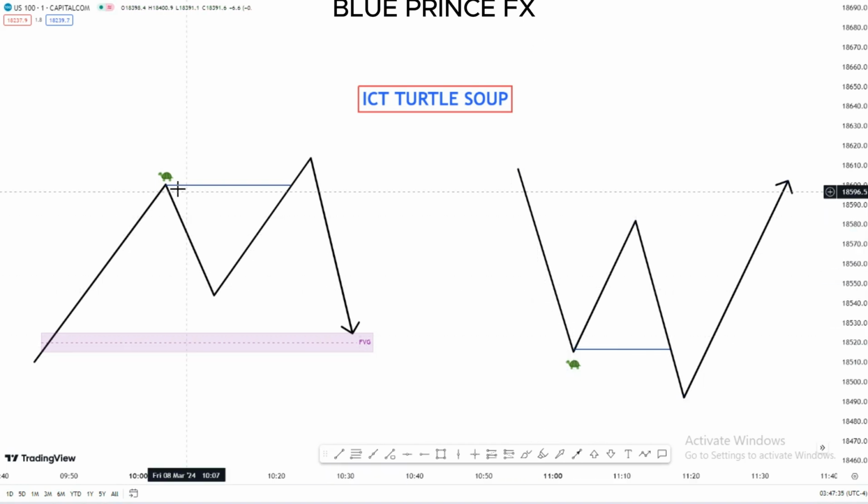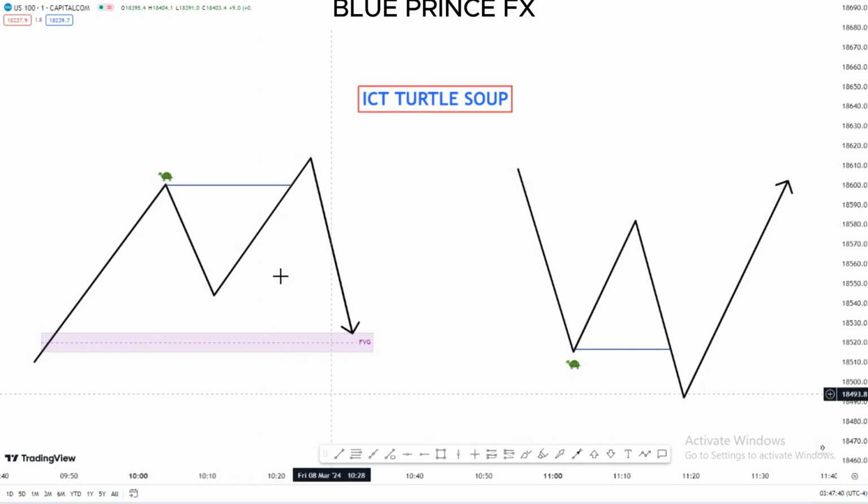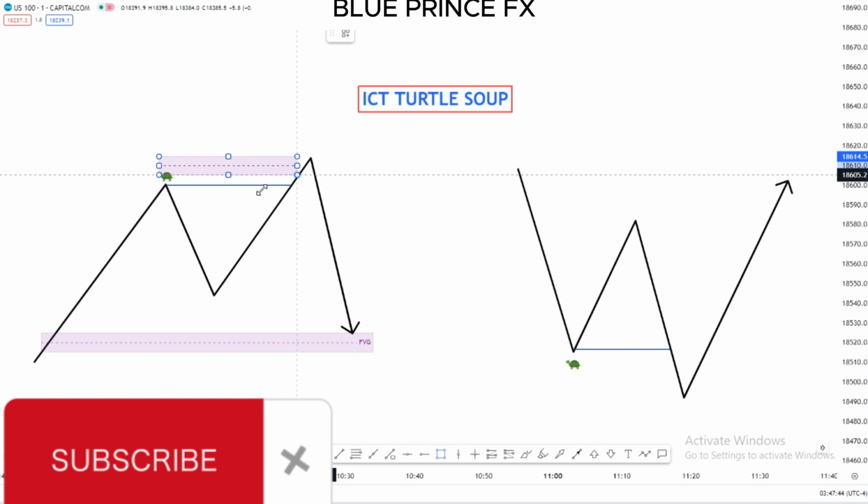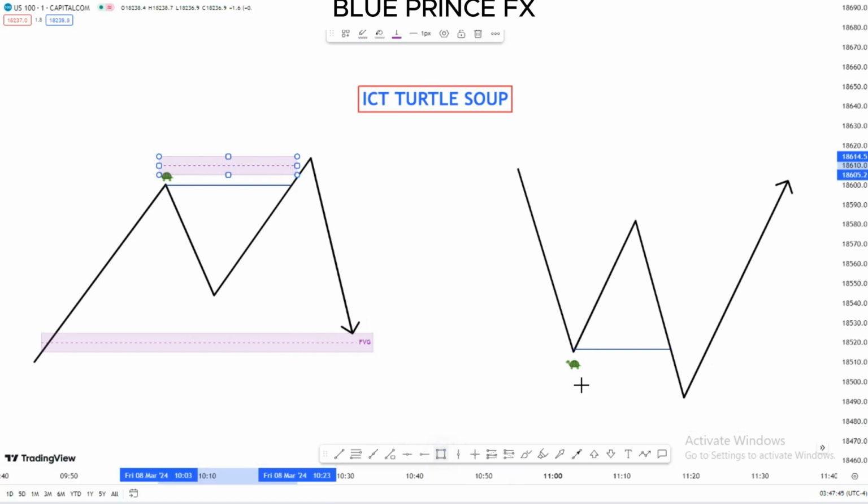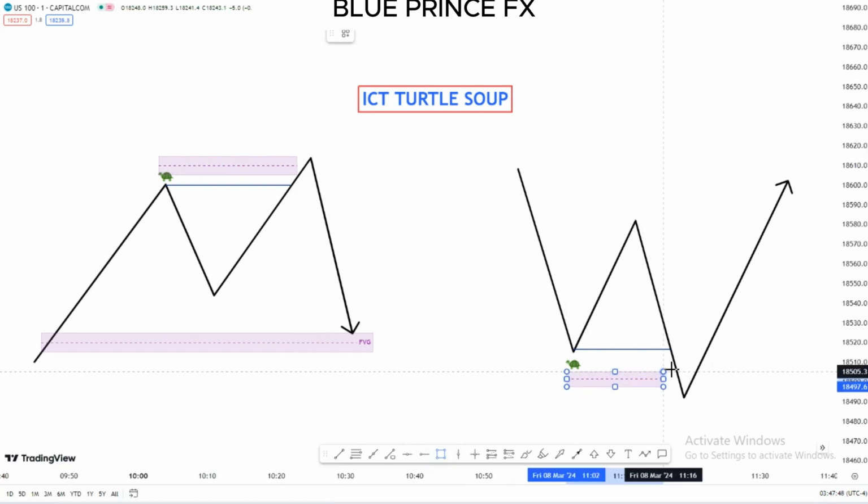Just like this. When the market comes to this buy side liquidity here, because there is a ton of buy stops resting here, you are trading this liquidity. Even here, there are tons of sell stops, so you are trading this liquidity.